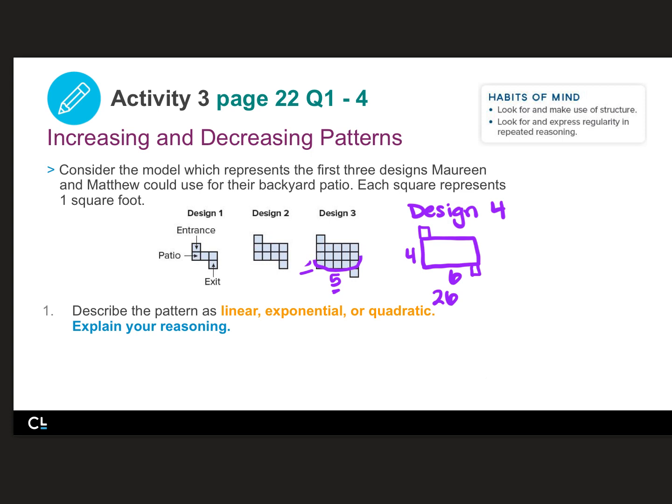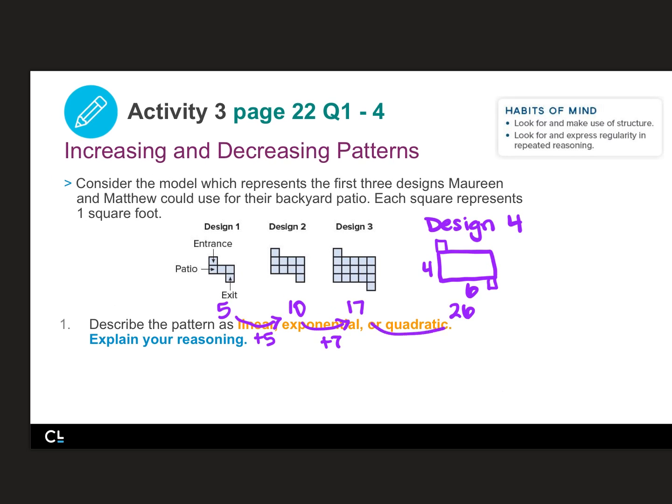We can use the number of tiles to help us figure out what kind of a pattern it is. So if we count, we have 5 tiles here, 10, 17, and we just said design 4 has 26. So one thing that you can do is you can find the common difference, which is the difference between two values using addition or subtraction. So the difference between 5 and 10 is 5. We have a difference of 7 here, and we have a difference of 9.